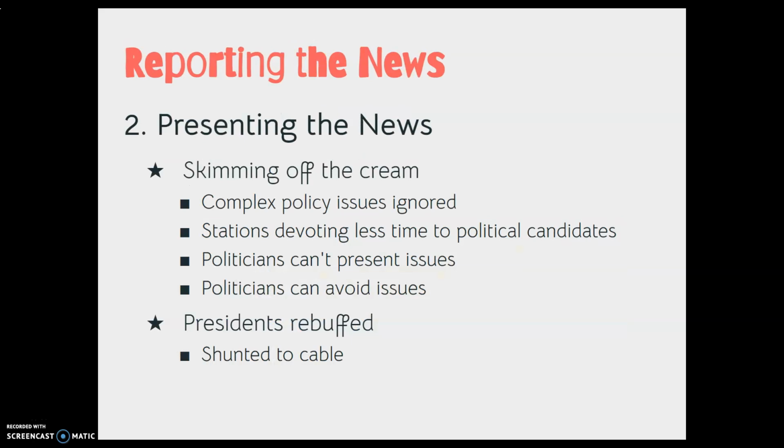So stations really ignore the complex policy issues. They're devoting less time to political candidates, and so politicians get frustrated that they can't present the issues they really want to. They may have to find other ways to get that message across, either a cable news network, but there's a smaller audience there. They might also use social media or other methods, due to the trend of news stations like NBC, ABC, CBS, Fox giving less time to the policy pieces and the really important election coverage. It also means, though, that politicians can more easily avoid issues, which they don't mind so much.